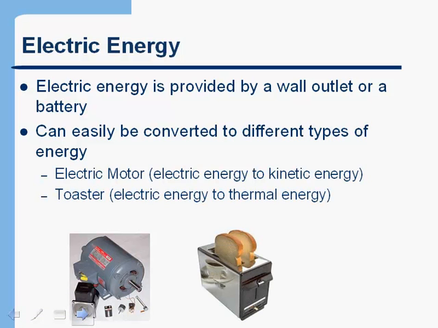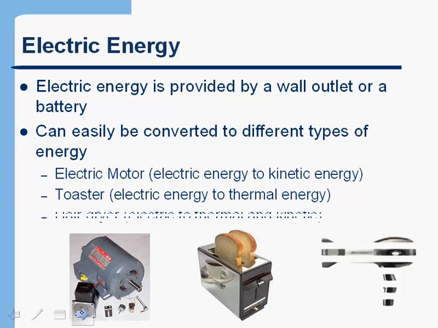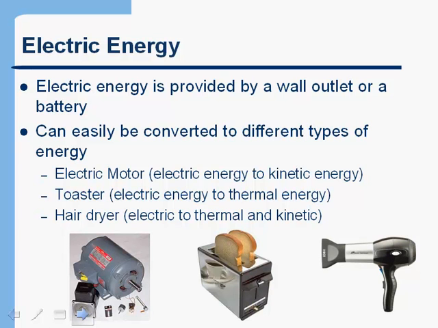Another example of a conversion of electric energy is a toaster. A toaster converts electric energy to thermal energy. If you've ever looked inside the toaster, you'll see these little thin wires that heat up when you put electricity into them, and when they heat up, of course, that's thermal energy. A combination of those actually is a hairdryer. If you think about what's inside a hairdryer, it's the same little wires that you find inside a toaster, plus an electric motor to blow air across those heating coils. So electric energy can easily be converted to other types of energy.